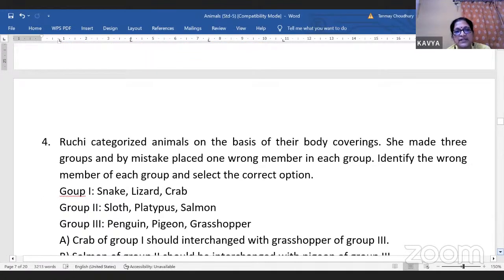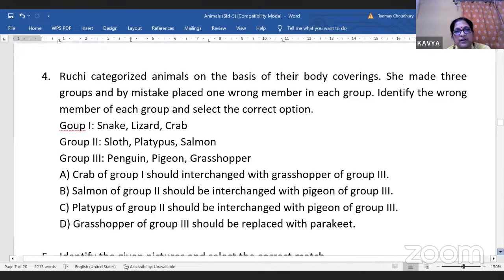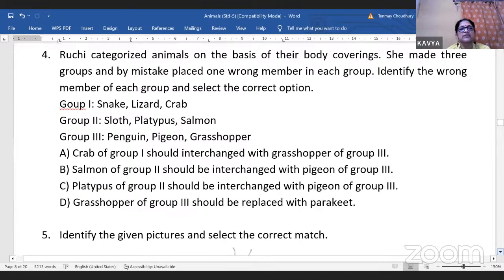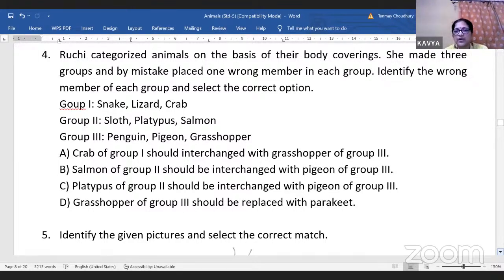Ruchi categorized animals on the basis of their body coverings. She made 3 groups and by mistake placed one wrong member in each group. Identify the wrong member of each group and select the correct option. Okay. So based on the body coverings, we had done body coverings. What are the body coverings? The body can be covered with fur or hair, or scales, dry scales, waterproof scales, or feathers, or moist skin.